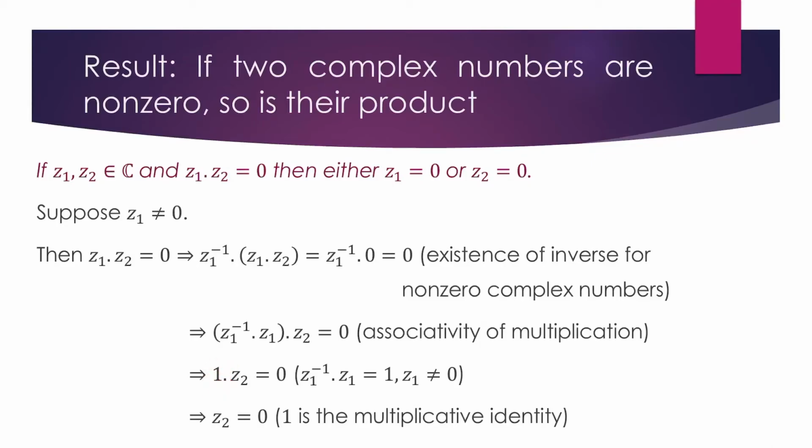So if the product of two complex numbers is 0 and one of them is non-zero, the other one will be 0. So it is clear that at least one of them should be 0. In the same way, you can prove that if Z2 is not equal to 0, then Z1 equals 0. Then you have to multiply with Z2 inverse from the right hand side.